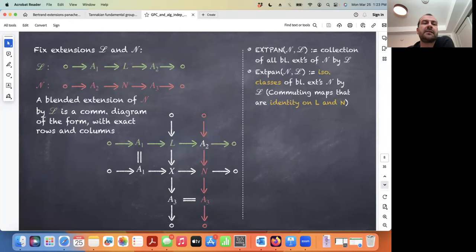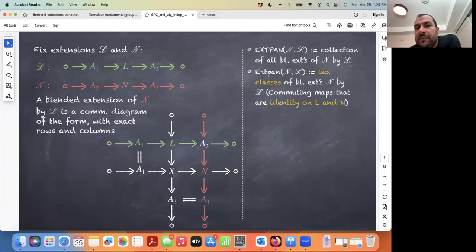I'm going to formally remind us of the definition of a blended extension. Now, you fix 2 extensions, of A2 by A1 and A3 by A2, L and N. Now, a blended extension of N, the red one, by L, the green one, is a commutative diagram like this. This is N, this is L. You put them as the top row and the right column, and such that all rows and all columns here are exact. And then the collection of all blended extensions, I'm going to denote following Grothendieck by Ext of N and L.